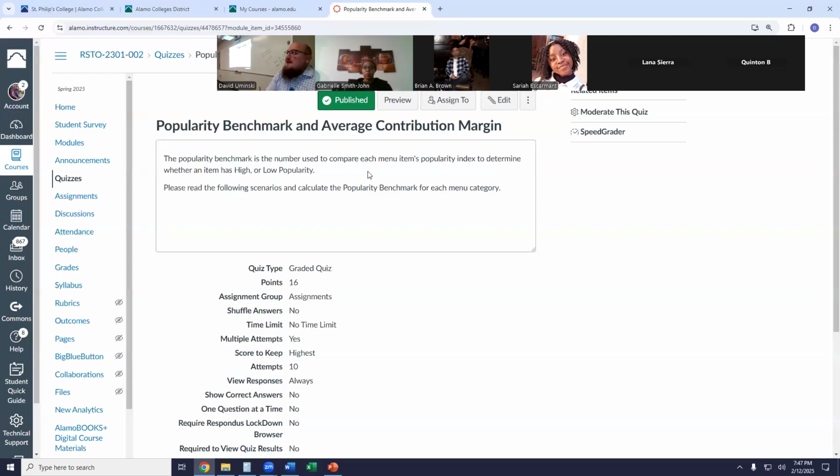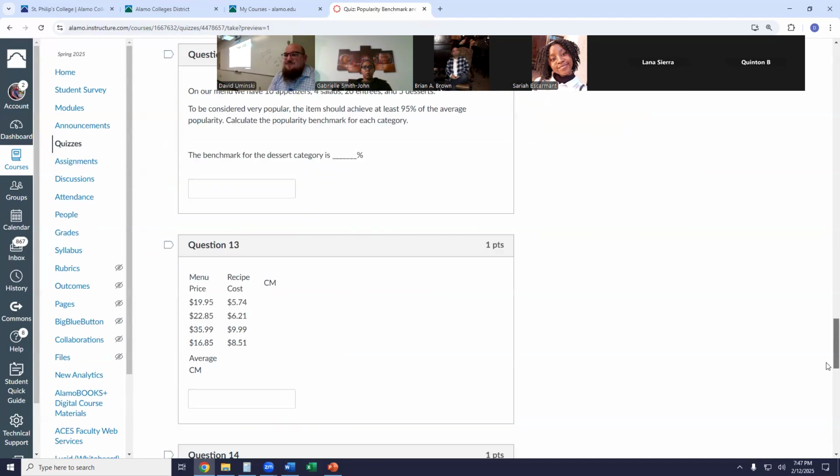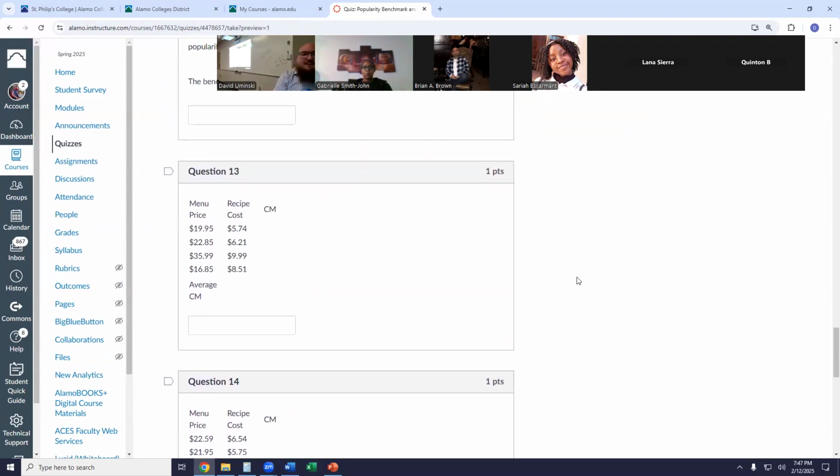This popularity benchmark and average contribution margin quiz is just to give you a lot of practice doing the same thing over and over again, just with different numbers. It is 16 questions. The last 4 questions are all contribution margins. You first have to subtract your recipe cost from the menu selling price. That's your first step. So let's do this first one together.